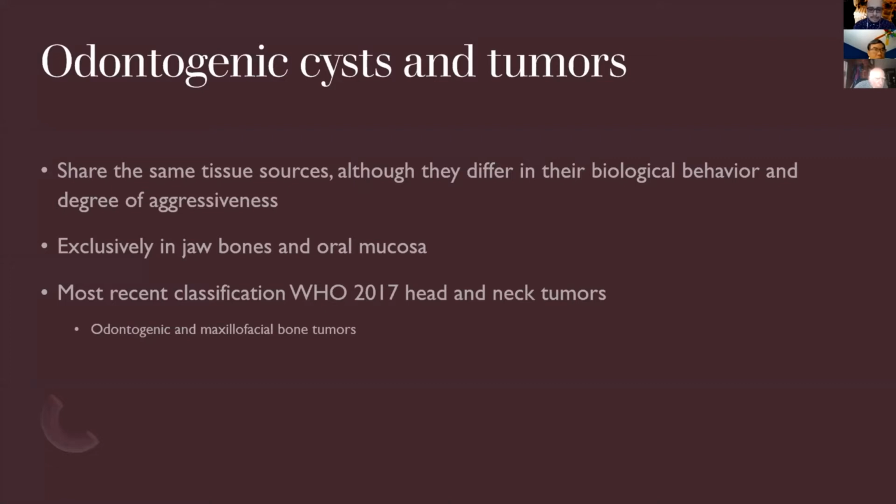As a background, odontogenic cysts and tumors share the same tissue sources, the odontogenic remnants, although they differ in their biological behavior and degree of aggressiveness. They appear exclusively in jaw bones or in the oral mucosa when they are peripheral. The most recent World Health Organization head and neck tumor classification was released in 2017, in which there is a chapter of odontogenic and maxillofacial bone tumors.